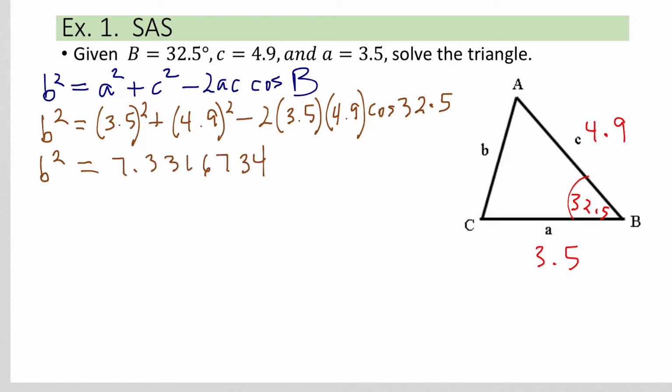So I got this decimal number here. I'm just going to keep all of those digits. Remember, you don't want to do any rounding inside your problem until you get to your final answer. So if I take the square root of both sides in my calculator, I'll get B is equal to 2.7077.